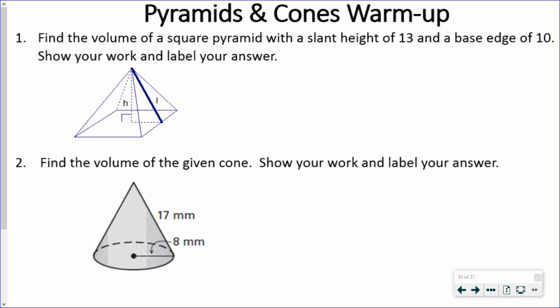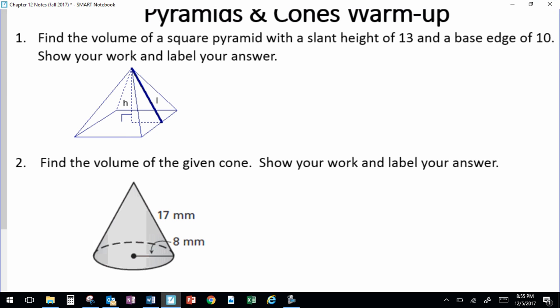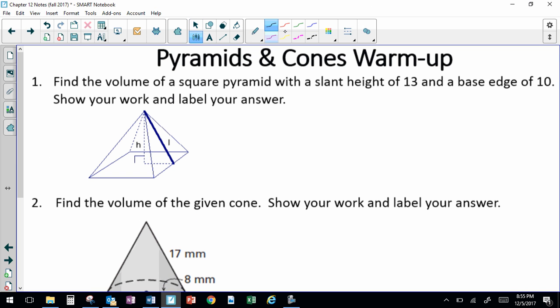Okay, so for this, find the volume of a square pyramid with a slant height of 13. So slant height is 13, base edge is 10, and show your work and label your answer. Now it's only asking for volume. So for your pyramid, that's 1/3 capital B times little h. Capital B is the area of the square base, so we can find that.